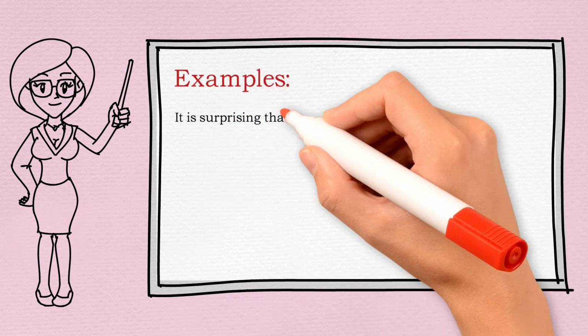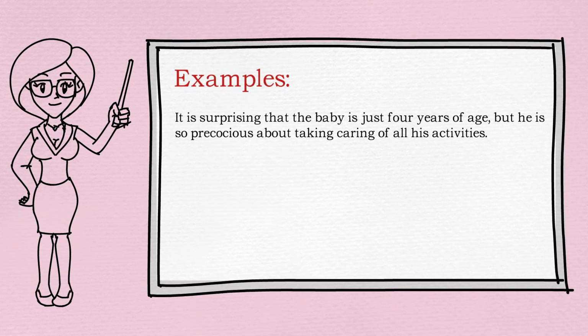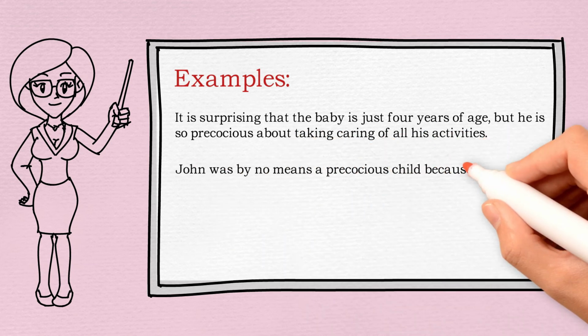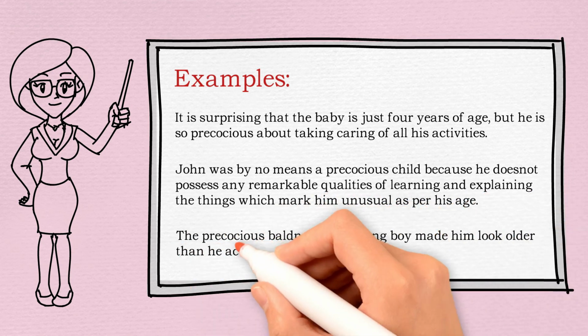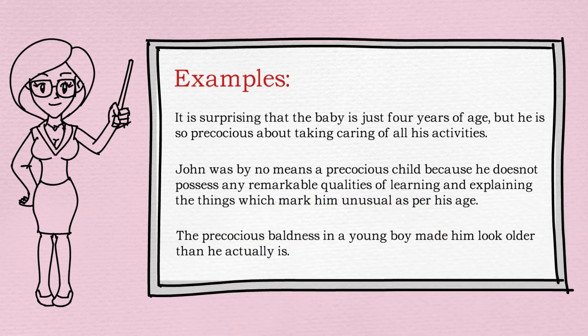Example 1. It is surprising that the baby is just 4 years of age, but he is so precocious about taking care of all his activities. Example 2. John was by no means a precocious child because he does not possess any remarkable qualities of learning and explaining the things which mark him unusual as per his age. Example 3. The precocious baldness in a young boy made him look older than he actually is.